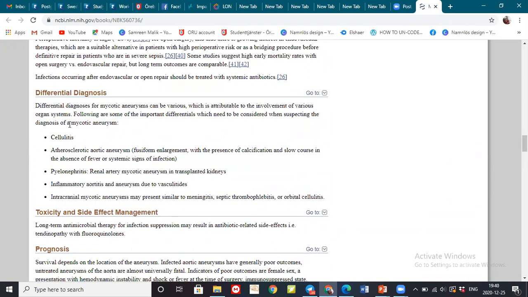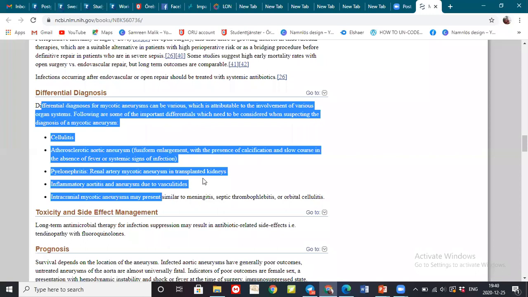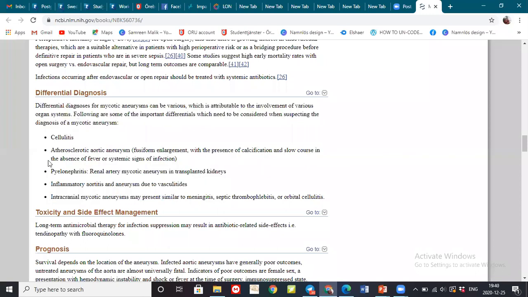And these are the differentials that they thought they will consider. It's good. You should keep this in your mind. Cellulitis is number one, because cellulitis can cause fever as well. Then pyelonephritis, because a mass in the loin region can be because of renal causes. Inflammatory aortitis and aneurysm can also be something. And intracranial mycotic aneurysm, so that is also one.